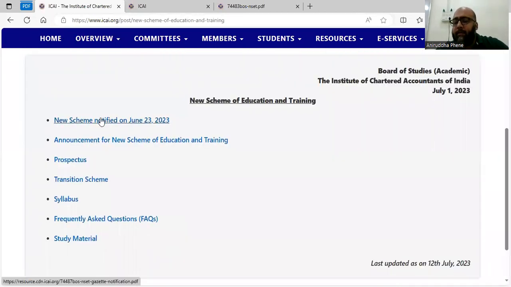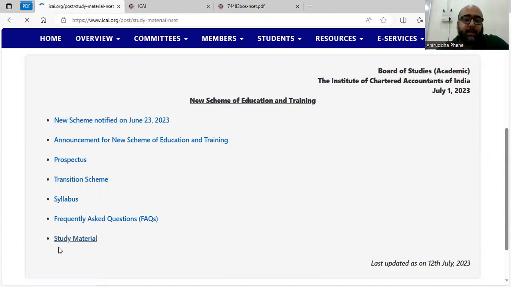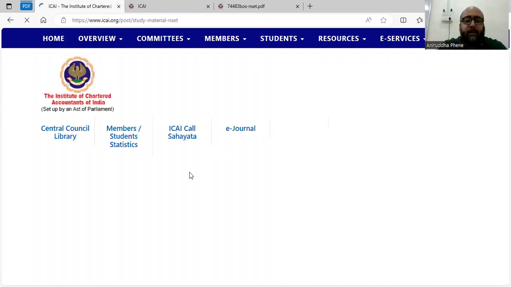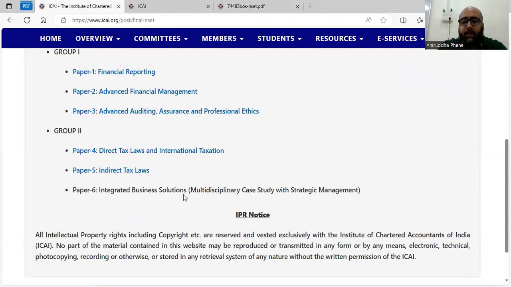This is the actual scheme that was drafted. Then announcement of new scheme, prospectus, transition scheme for the existing student syllabus, frequently asked question, and study material also, by the way, has arrived. Earlier when you used to click, it used to come coming soon. Now it has come. I just checked. You can see here. I am clicking on the study material. The study material has arrived. So those who were waiting for it can start studying. So see, final course material is also there. I'm clicking on the final course. I think the 6th paper has not come or something, but otherwise everything has come.